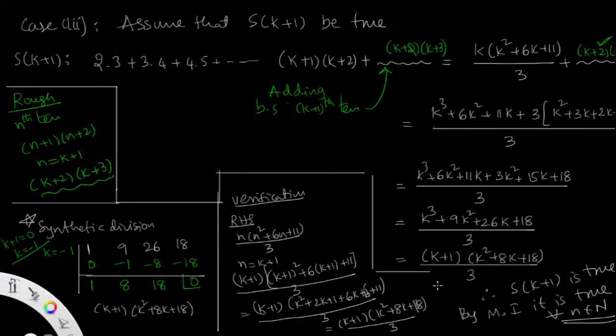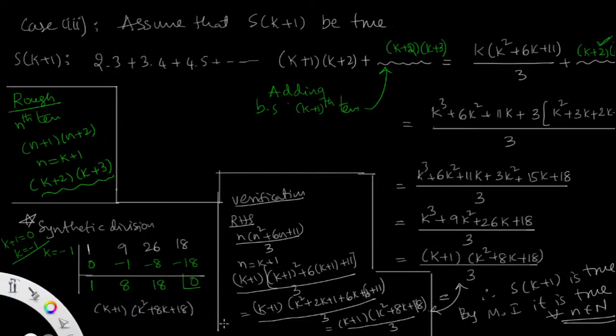In the place of n, write the RHS term, you can take the RHS value n into n square plus 6n plus 11 by 3. Put n equal to k plus 1. Substitute k plus 1, then simplify. Both the answers are the same. So equal. Therefore, the statement is true for k plus 1. Then by mathematical induction, it is true for all n belongs to N.